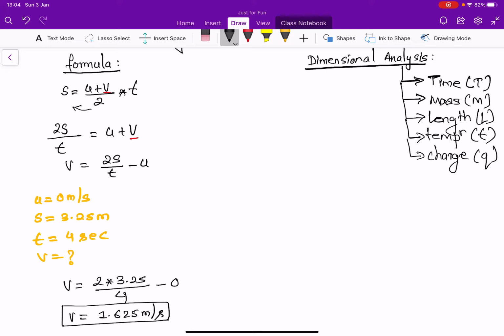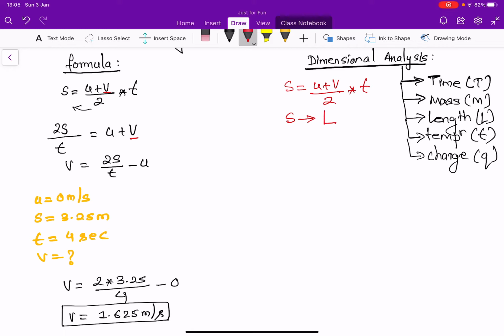So what we're going to do is take the relationship which we have, s equals, let's use a different color here. We're going to use that relationship for the velocity: s equals u plus v divided by 2 times t. Okay, now we are going to convert each parameter into its fundamental dimension. So s is a distance. Distance is converted into length. So distance is basically length, and the fundamental dimension of that is going to be L.